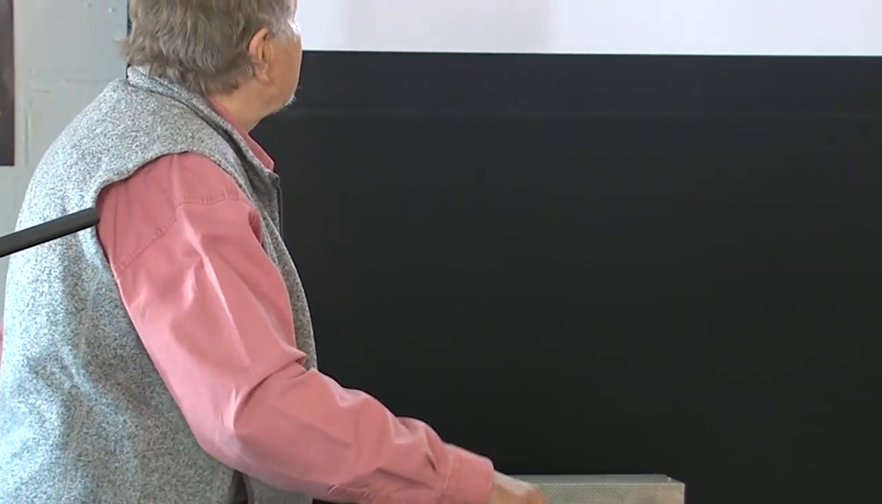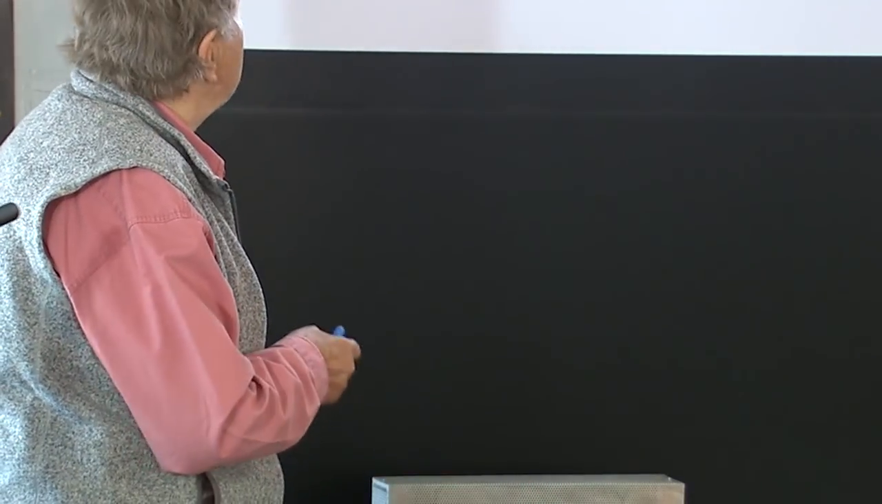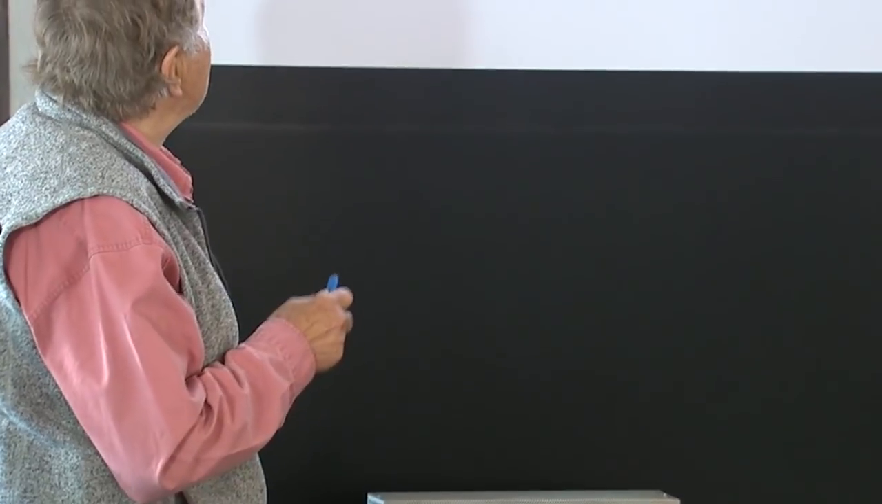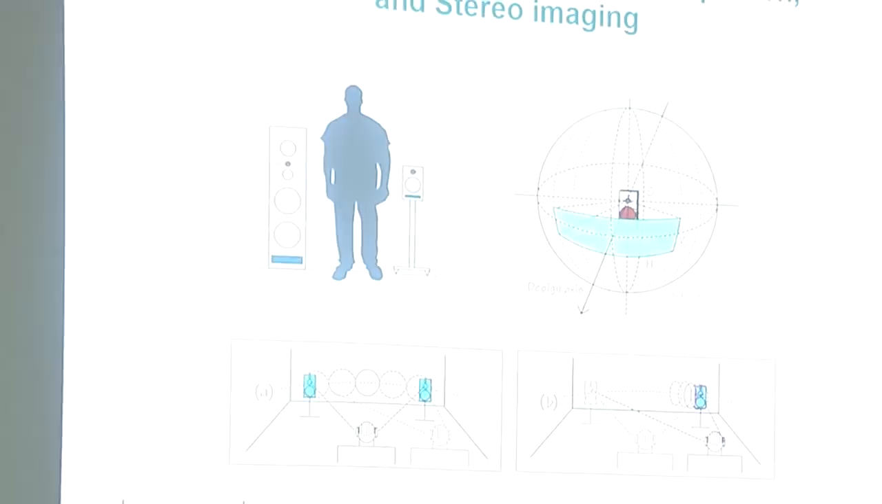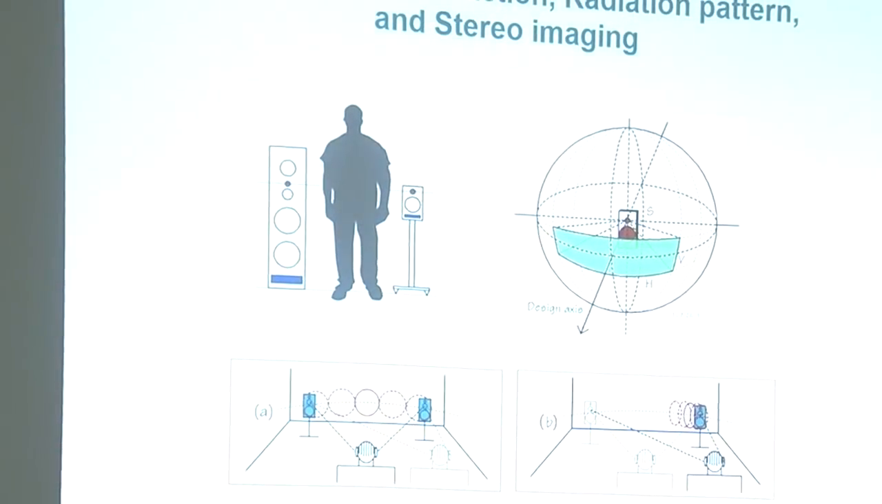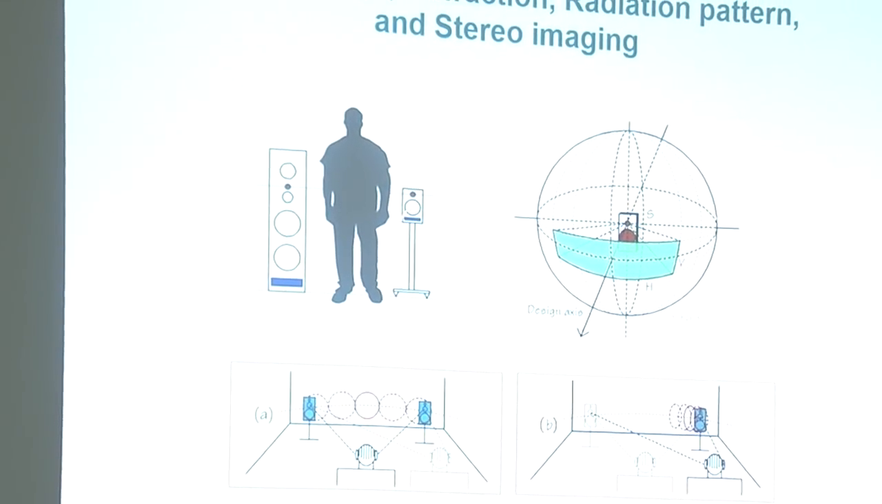Talking about loudspeakers. Loudspeakers come in all kinds of sizes. You know, this is a normal human being here. This speaker is almost the height of a person, and then there are small speakers, small monitor speakers.